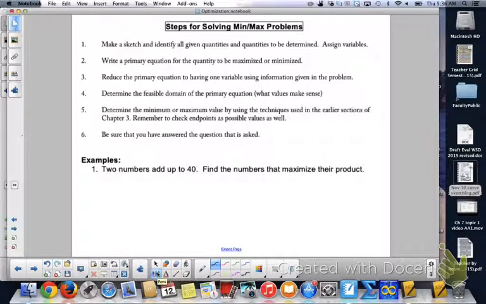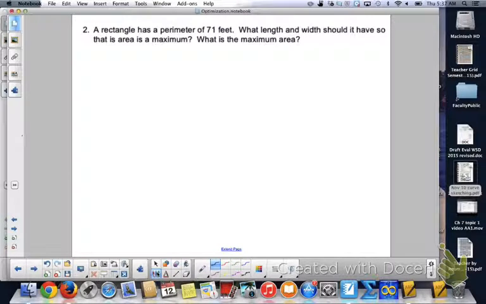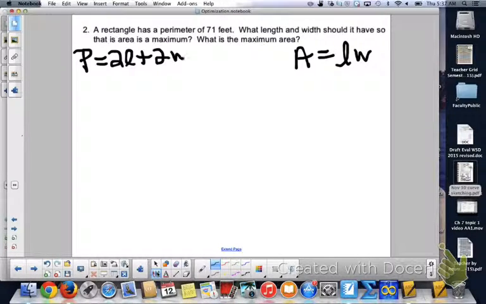Let's do another one. A rectangle has a perimeter of 71 feet. What length and width should it have so that its area is a maximum? What is the maximum area? So we know we want to maximize the area, and area is length times width. Our secondary equation, perimeter is 2L plus 2W, so we have 71.